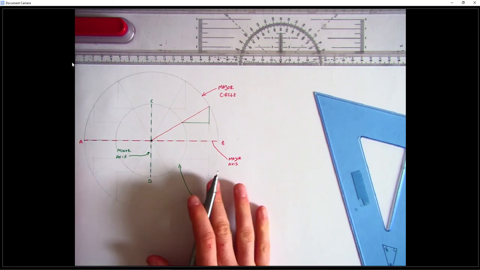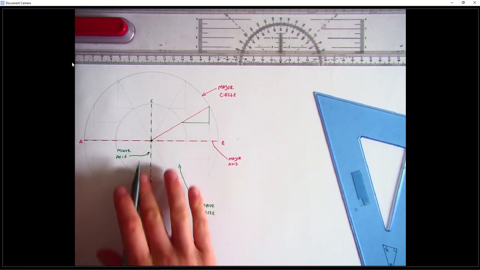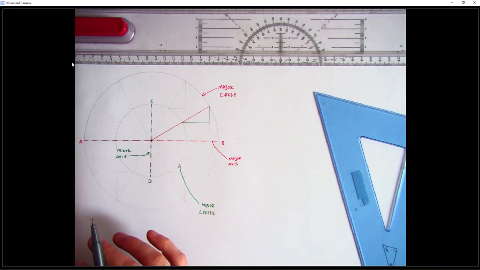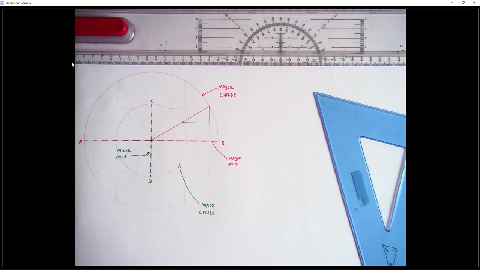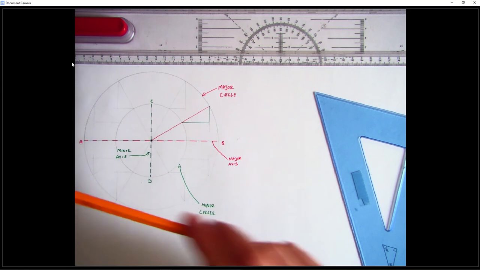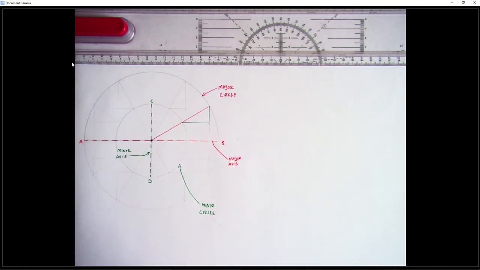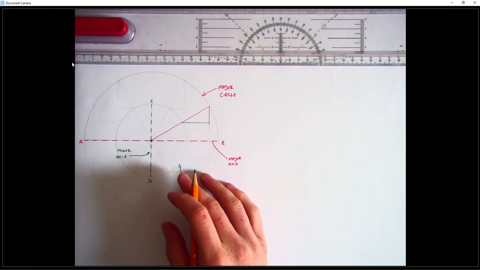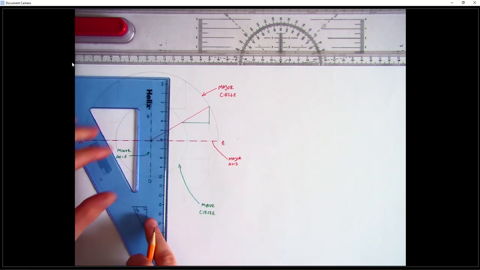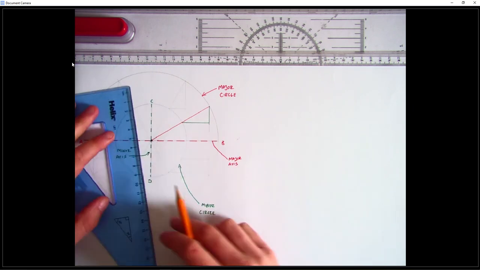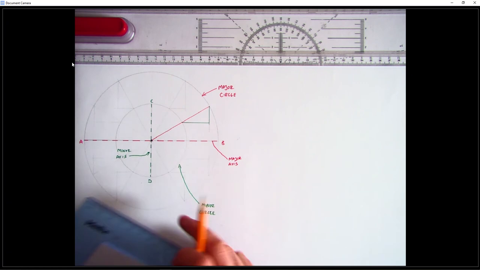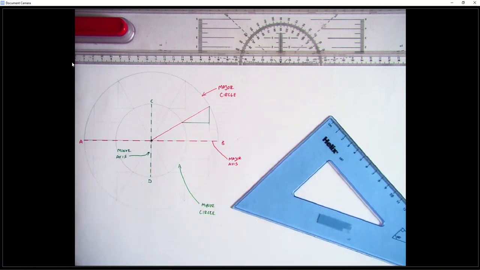Okay, so that's the main parts, the main terminology with the different lines and different circles. Now, in order to actually construct the ellipse, what we have to do, and I'm sure you're all well aware, is divide our circle up into a number of parts. Generally into 12 parts, and we use our 30 and 60 degree set square. So I'm going to go around with the 30-60 degree set square, and I'm going to draw all these lines in. And I'm going to have a number of different parts or numbers.